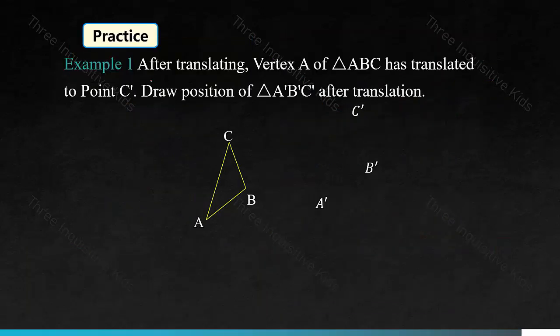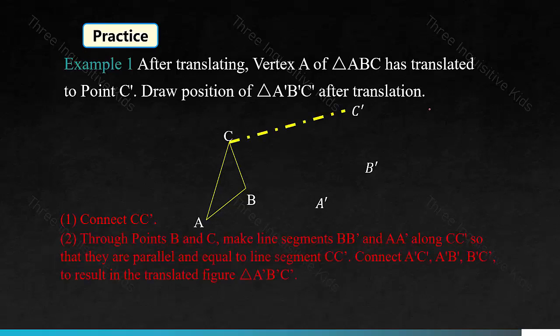Here's some practice. After translating, vertex A of triangle ABC has translated to point C. Draw the position of triangle A prime, B prime, C prime after translation. First, we connect A to C prime. And now all we have to do is translate each of the other points along this line, which means it has to be parallel to AC prime. And the lengths of each translation also need to be the same length as AC prime. And then we can connect the dots to result in the translated figure, triangle A prime, B prime, C prime.